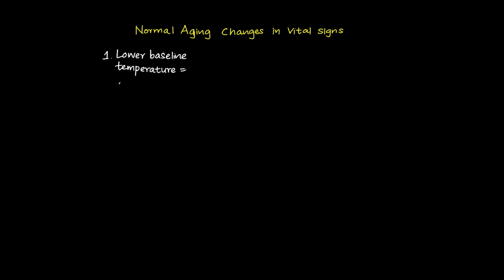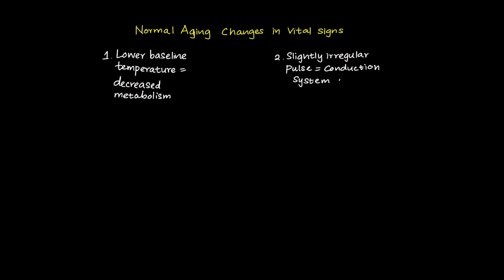A 75-year-old patient has a slightly irregular heart rate and a baseline temperature that's below the normal adult range. No illness. No complaints. What's going on? Aging. As people get older, two things happen that explain these findings. First, thermoregulation declines. Metabolic rate slows down with age, which means less internal heat production. That's why elderly patients commonly run lower baseline temperatures.